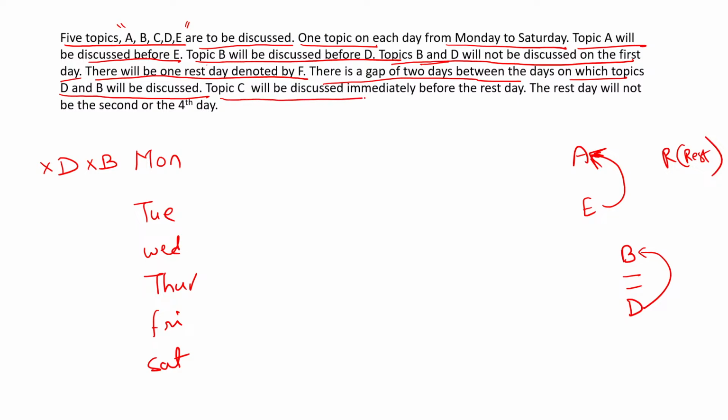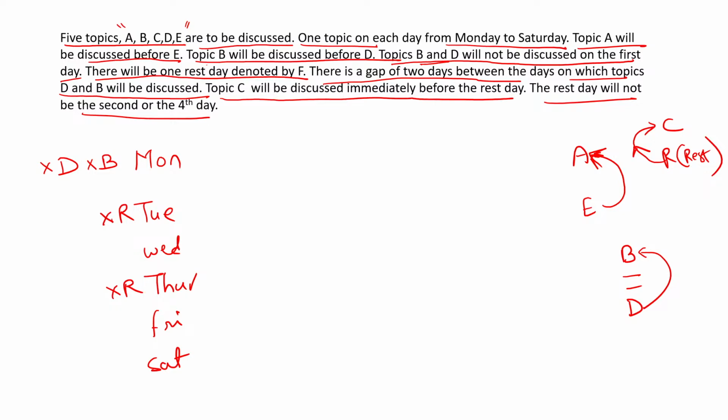Topic C will be discussed immediately before the rest day. Immediately means I am going to use double arrows. So I have to discuss C immediately before the rest day. The rest day will not be on the 2nd or 4th day. So this should not be the rest day and this should not be the rest day. So this is the data we have.